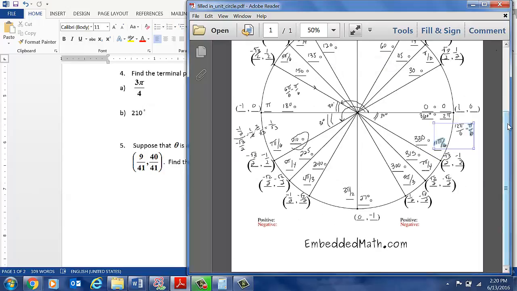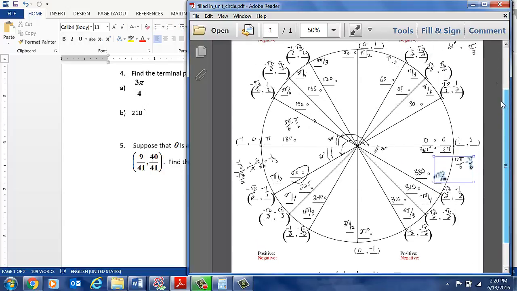All right, so where is 3 pi over 4? It is right here. And so the associated point is negative square root of 2 over 2, square root of 2 over 2. If I'm looking at 210, again, here's 210, what's the associated point? That ordered pair is negative square root of 3 over 2, comma, negative 1/2.